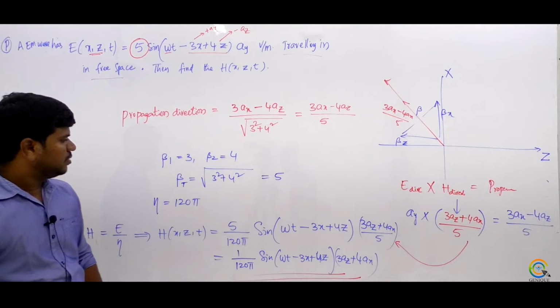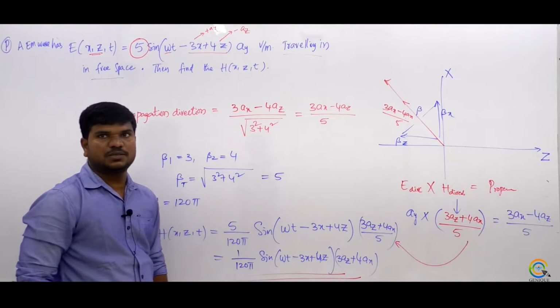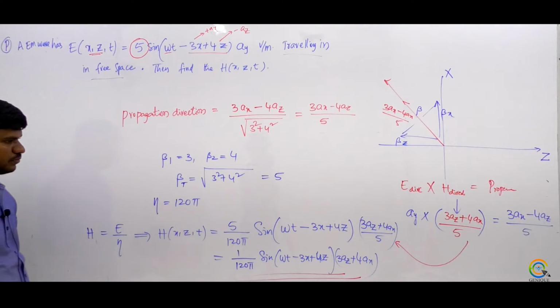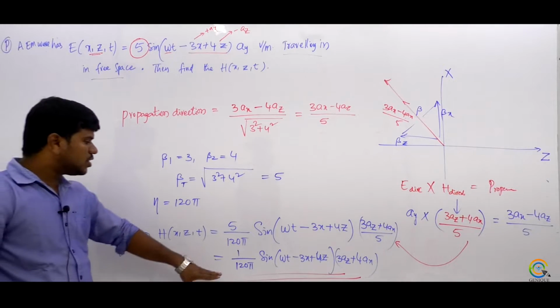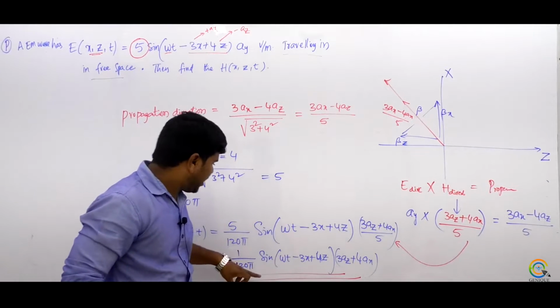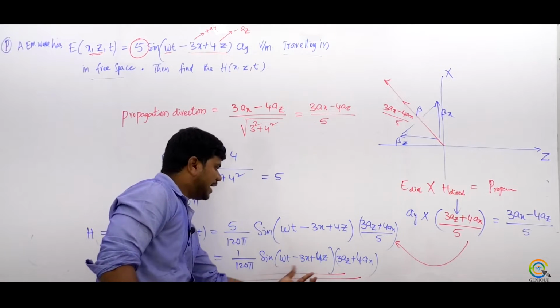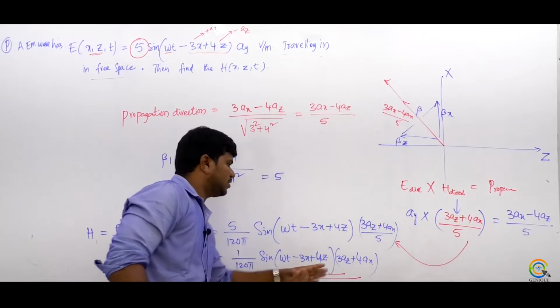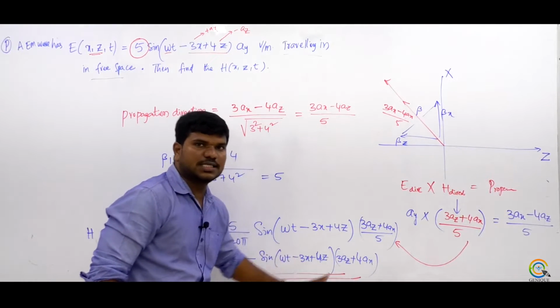Like this, you have to approach these kinds of problems. I hope you got this. You can also distribute the terms, multiplying 3az to this one and 4ax to this one. Even if you leave it like this, the answer is correct.